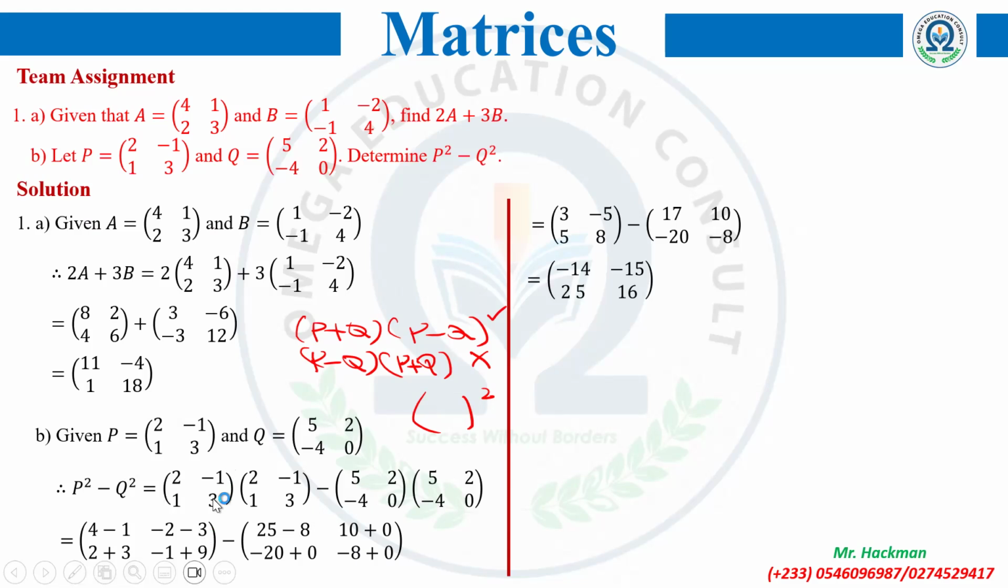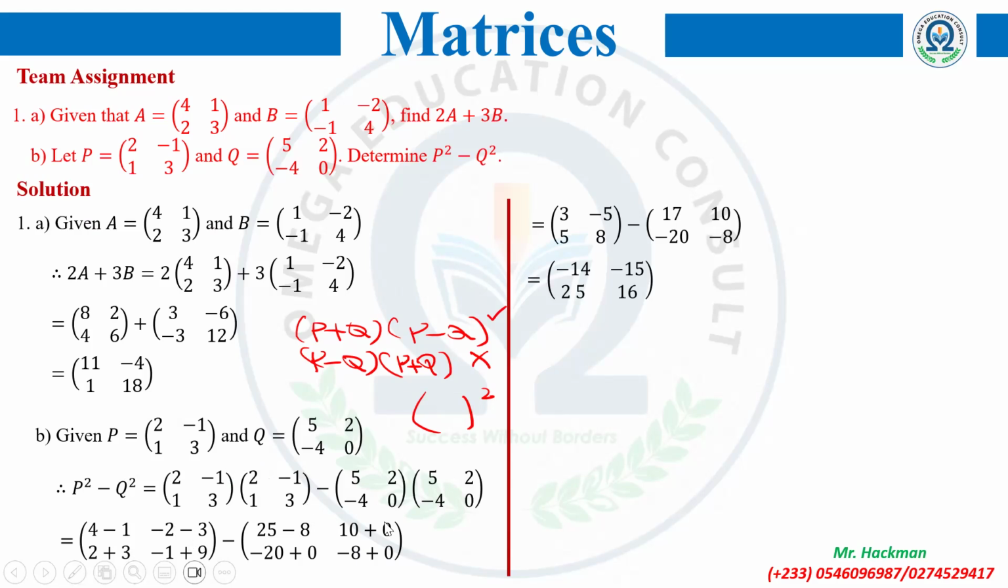Then you come and take this row, multiplying this column and that column. So it will be 1 times 2, which will give us what? 2, plus 3 times 1, which is 3. Then you come and do 1 times minus 1, which is minus 1, then plus 3 times 3, which is 9. So that will be it for the multiplication of this.